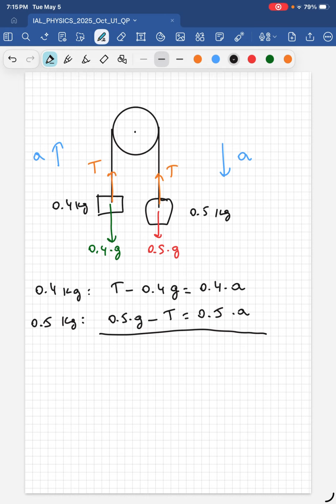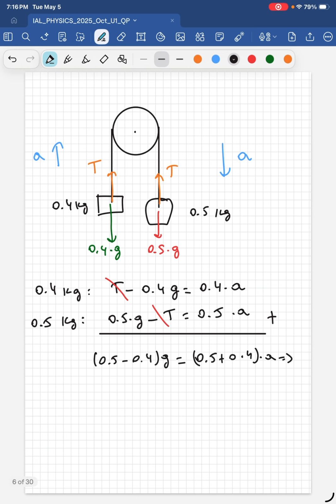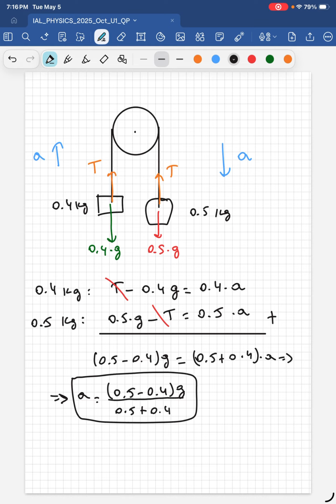Okay, and we can sum these equations, right? And if we sum them, the tension goes away. Okay, so that's a nice cancellation, and we get (0.5 minus 0.4) g on the left hand side, and on the right hand side we have (0.5 plus 0.4) times a. So a is going to be (0.5 minus 0.4) times g over (0.5 plus 0.4). Okay, so this definitely needs more than a minute to solve, maybe 2 minutes, 3 minutes, I don't know.